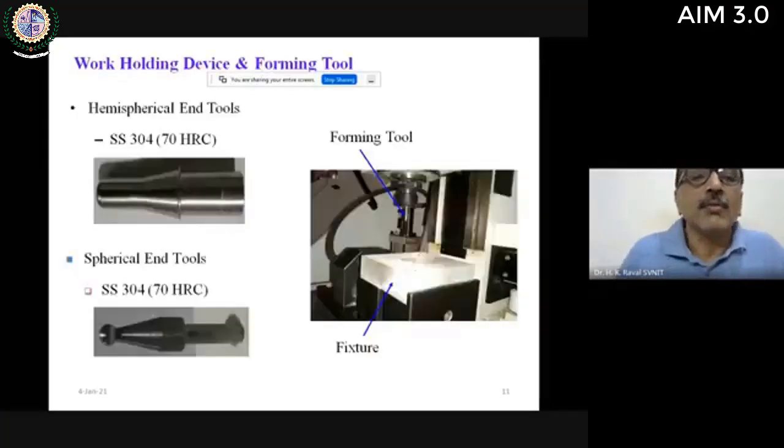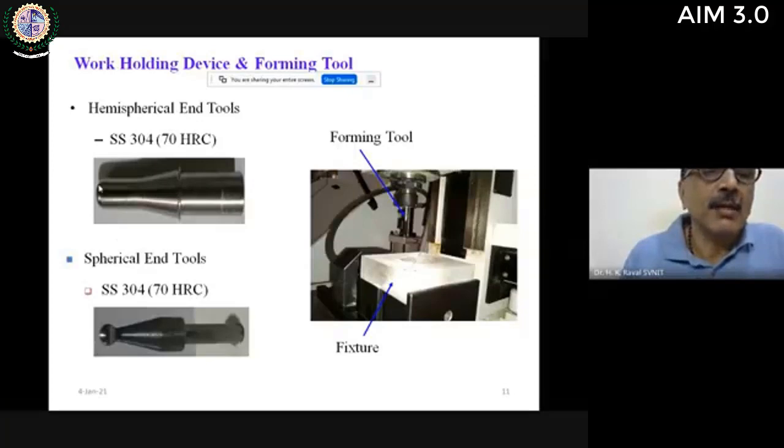So the various tools used are two tools. One is called the hemispherical end tool, and the second is the spherical end tool. So this is the hemispherical end tool, where you can see the portion at the bottom. This is the hemispherical tool, and there is a near spherical tool. It is not 100% spherical, but it is a near spherical tool, and there is a fixture used to grip the object, or grip the sheet.